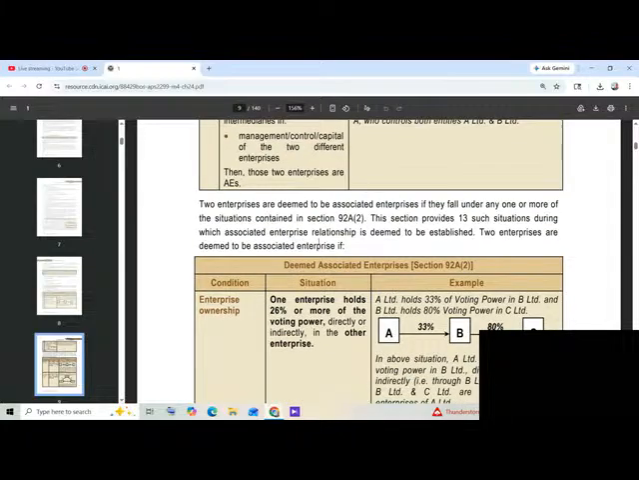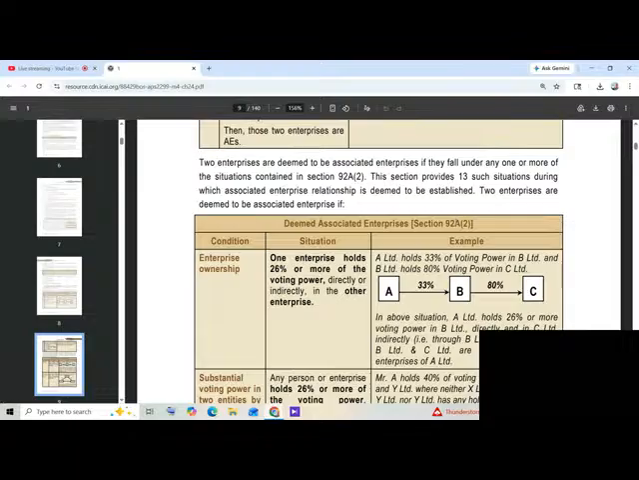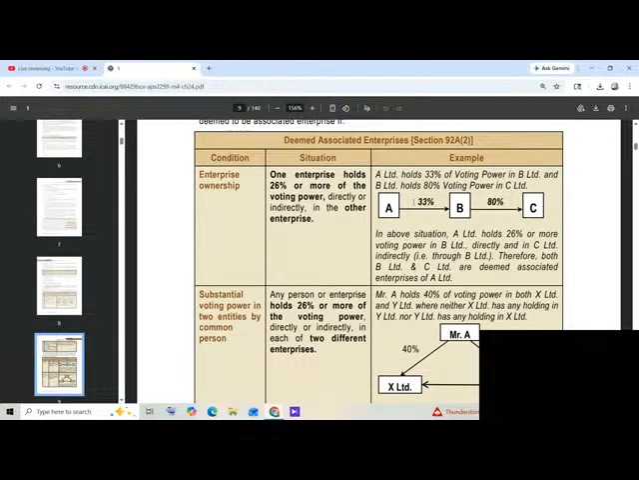Two enterprises are deemed to be associated enterprises if they fall under any one or more of the situations contained in Section 92A2. This section provides 13 such situations during which associated enterprise relationship is deemed to be established. Two enterprises are deemed to be associated enterprises if, condition one, enterprise ownership. So what is the situation here? One enterprise holds 26% or more of the voting power directly or indirectly in the other enterprise.